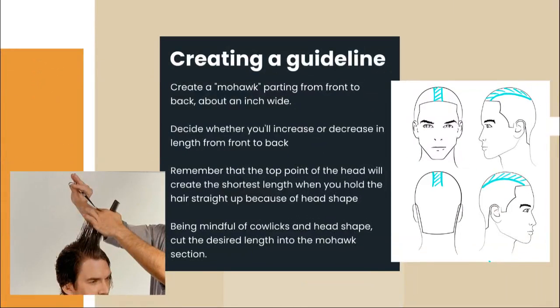So first we'll create a guideline. Create a mohawk parting from front to back about 1 inch wide. This is the diagram you see on the right. Decide whether you'll increase or decrease in length from front to back. Remember that the top point of the head will create the shortest length when you hold the hair straight up because of head shape. Being mindful of cowlicks and head shape, cut the desired section into the mohawk. You'll see on the left hand in this photo the elevation that you should use for this parting.